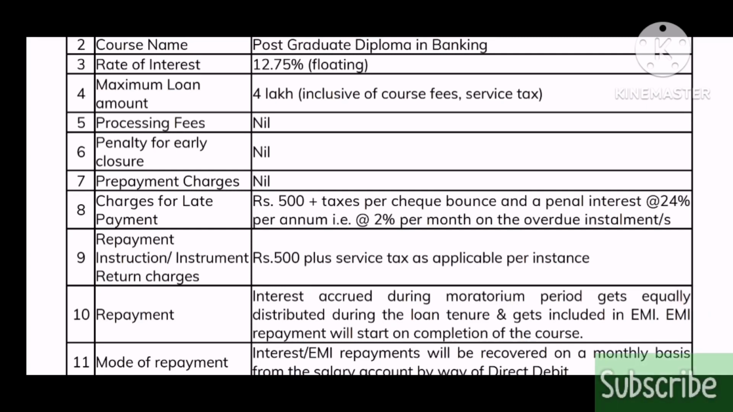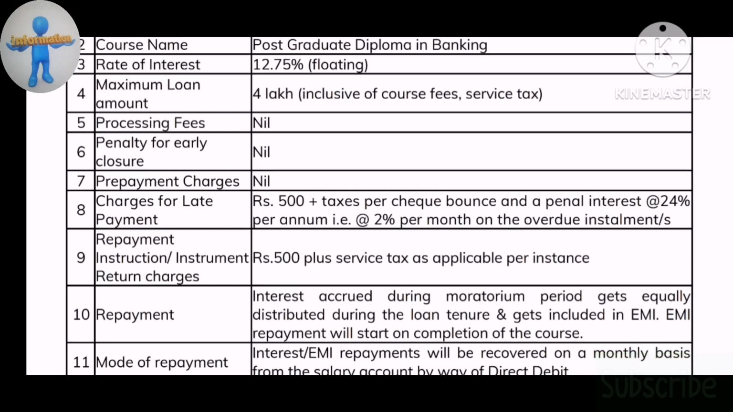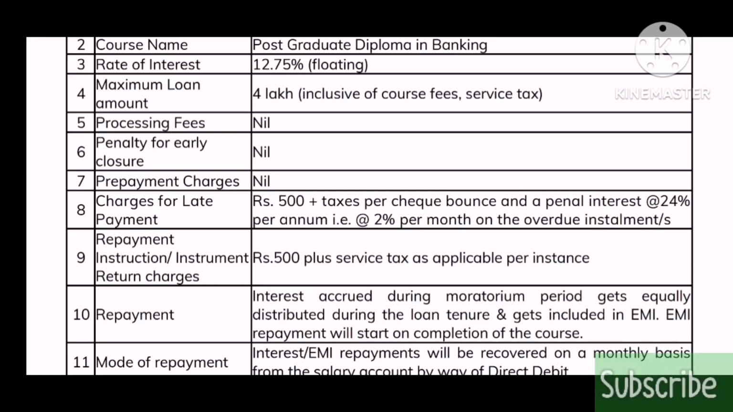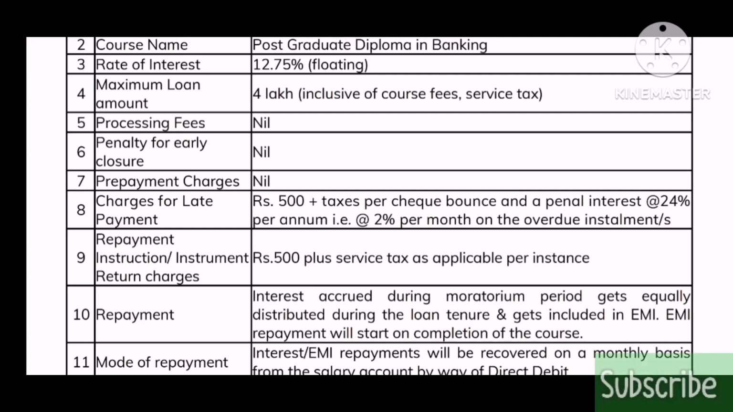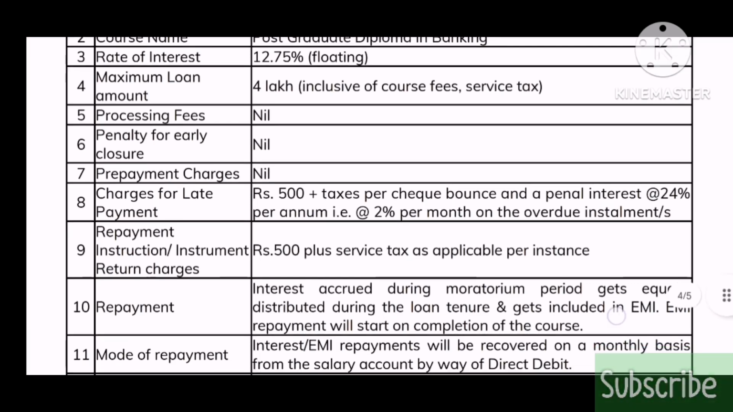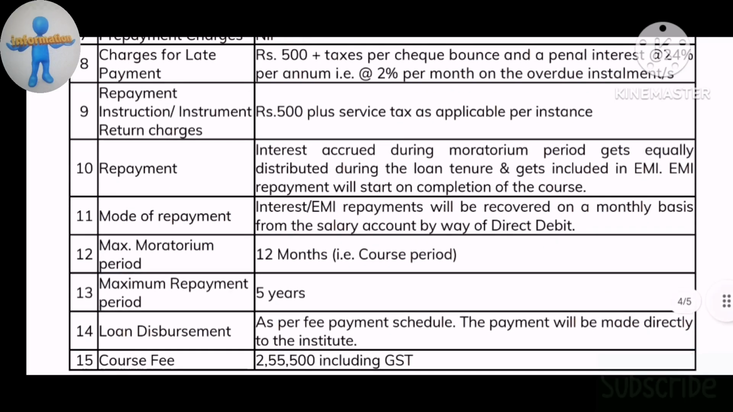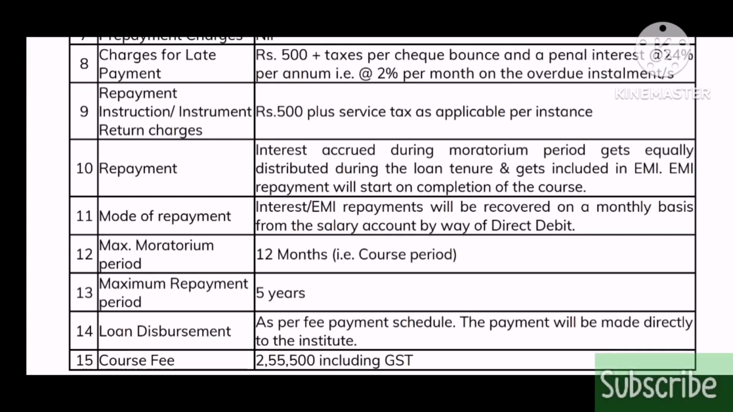Penalty is nil, and payment charges are nil. Charges for late payment are 500 plus taxes for the cheque. If you pay the amount very late, then 5%, or 500 rupees, will be the penalty. You should pay the penalty of 500 rupees. And the repayment methods, everything is given here clearly.